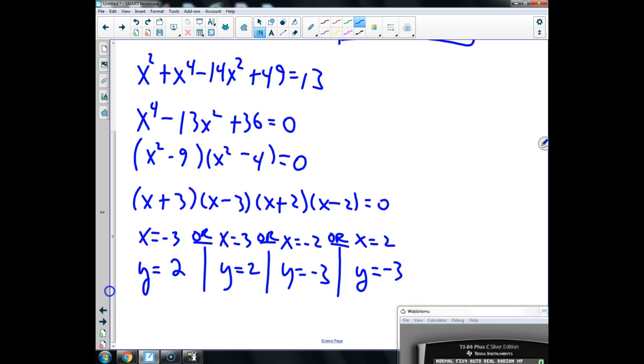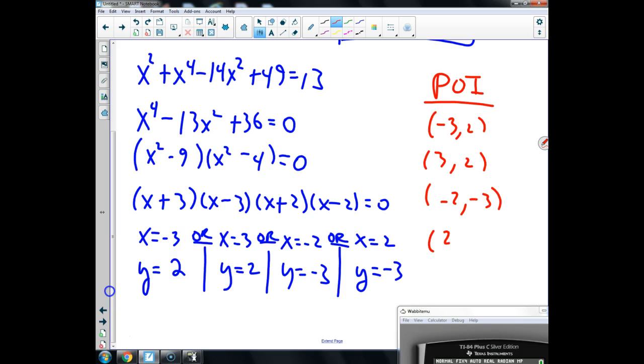You could get as many as 4 and as few as 0 if they miss, if there's no point of intersection. You could even get 1, 2, or 3 points of intersection between a circle and a parabola. How do we check this? State your answers. The points of intersection are in point format. What is it? (-3, 2), (3, 2), (-2, -3), and (2, -3).